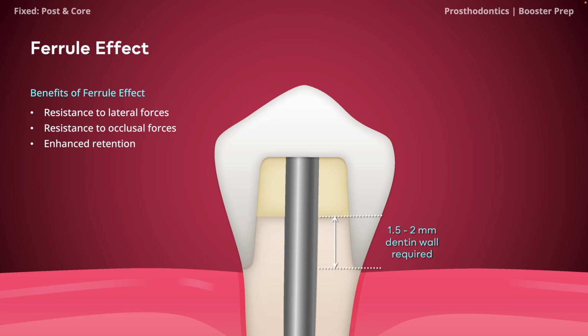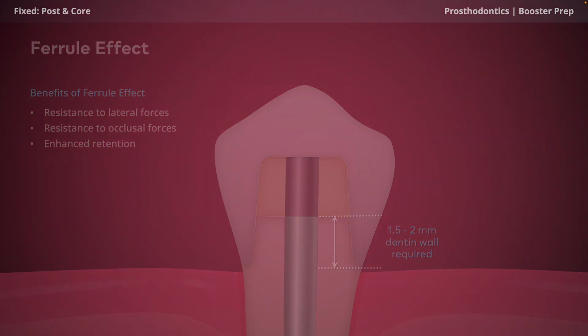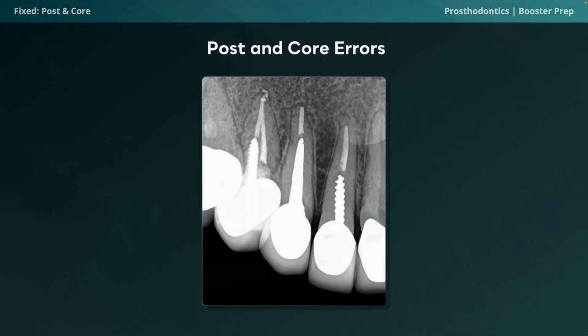Alright guys, with all of that said, let's take a look at a potential error that can sometimes be seen with post and core treatment. In this radiograph, we have multiple posts, but I want to bring your attention to the 2 posts on the right, where we see a space between the end of the post and the gutta percha from the root canal treatment. Typically, this happens either because of improper post space preparation or inadequate post length.